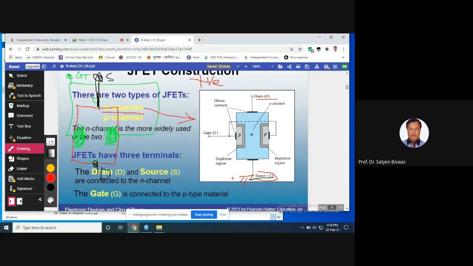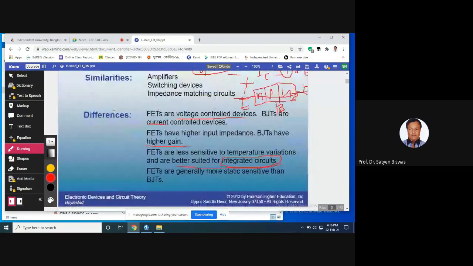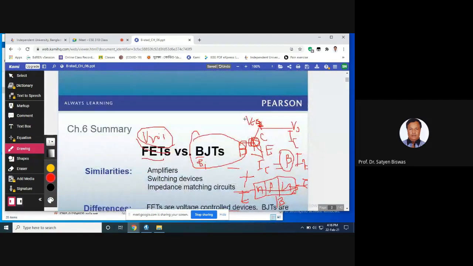And this is the source. From now on it is called VSS, and why is that? Because of the source, S. Remember in BJT, you used to call it VCC, right? In the case of BJT, the top voltage was VCC. Why is that? Because that terminal was connected to the collector. The C is for collector, and we used to use VCC.